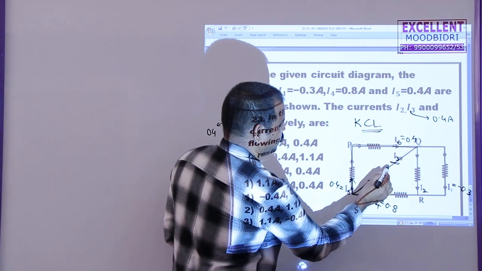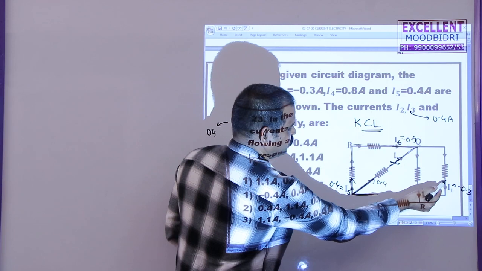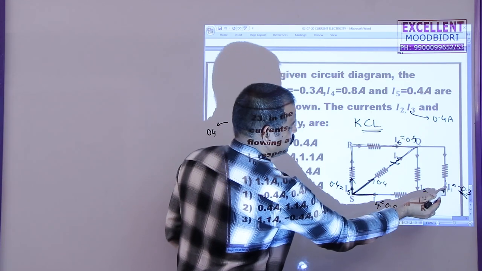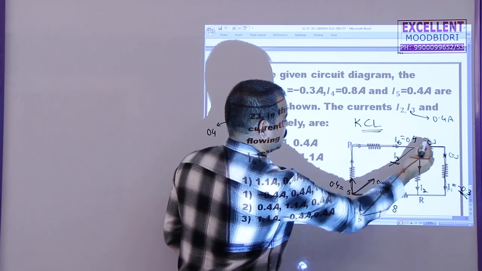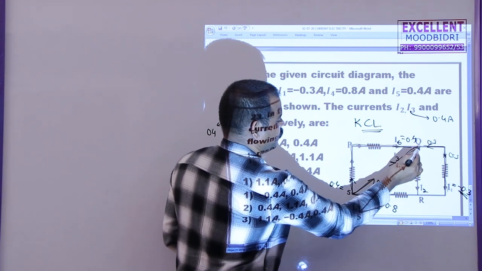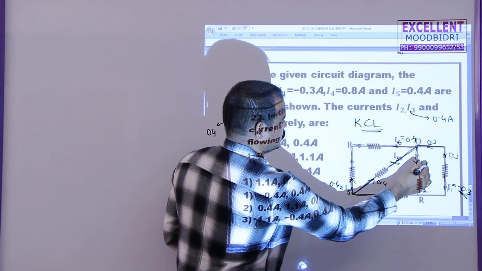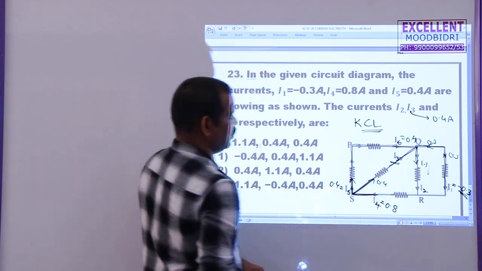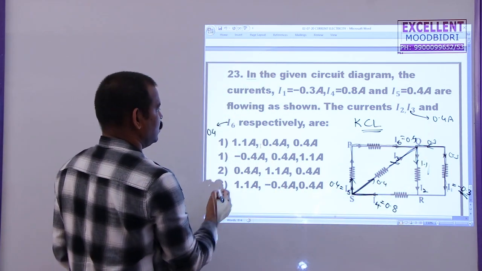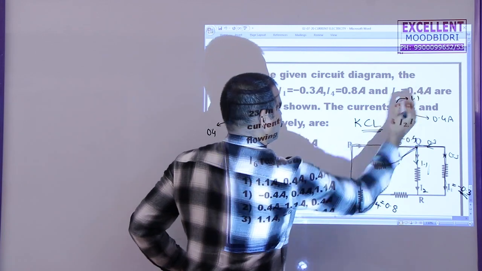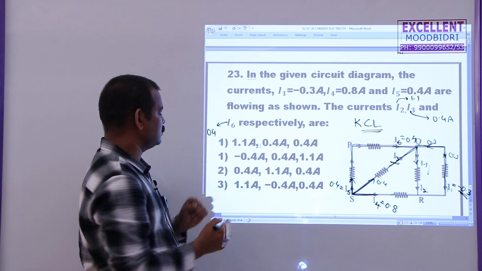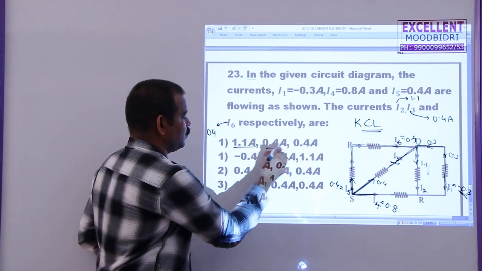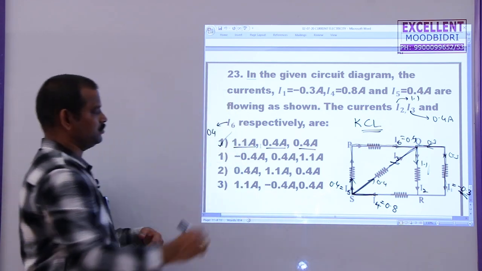Now here I1 is minus 0.3. That means current is going up, 0.3. So this 0.3 will come here. 0.8 plus 0.3, so this will be 1.1 ampere. So the current here is 1.1. So I2 will be 1.1. So what are the currents I2, I3, I6? This is 1.1, 0.4 and 0.4. First option is correct.